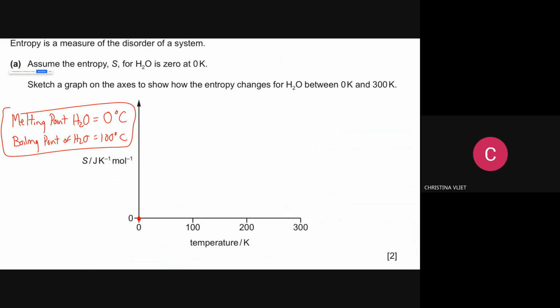So 0 degrees Celsius would be what temperature in Kelvin? Negative 273 Kelvin exists? No, never mind. The opposite way, right? 273 Kelvin. 273 Kelvin, right? So then, how would this sketch graph work?